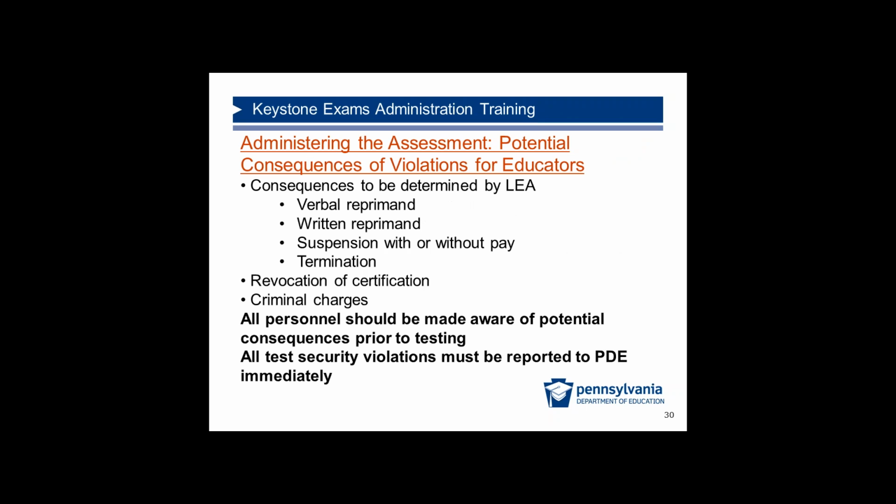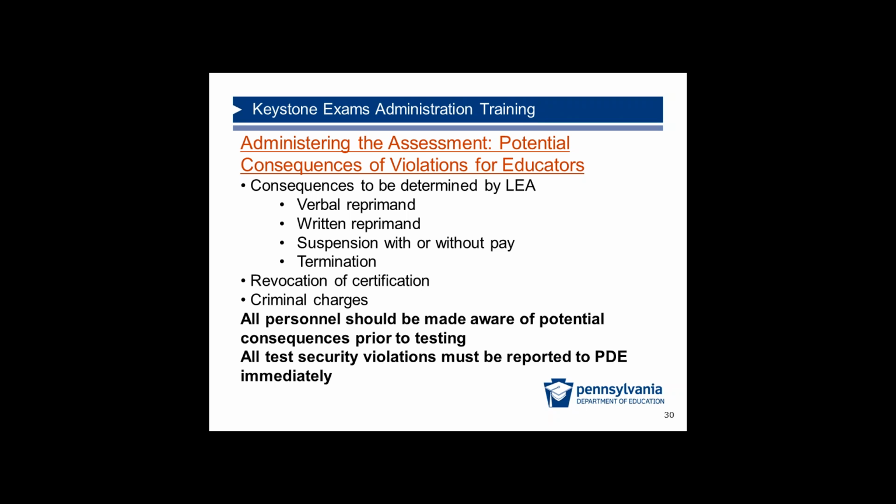Unfortunately, they do result in consequences, and that's where we're moving to now. Potential consequences of violations for educators. The LEA determines these: a verbal reprimand, written reprimand, suspension with or without pay, and up to and including termination. So once you've done your investigation and determined the extent of the violation, then it's up to you as the LEA to determine that. And then you obviously keep PDE abreast of what you've done and what went down.